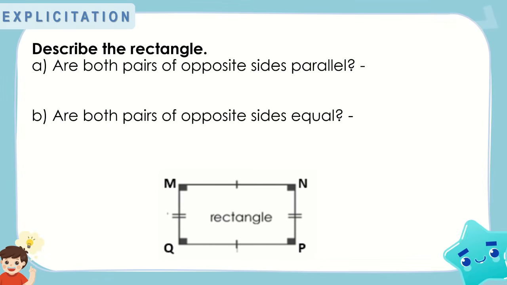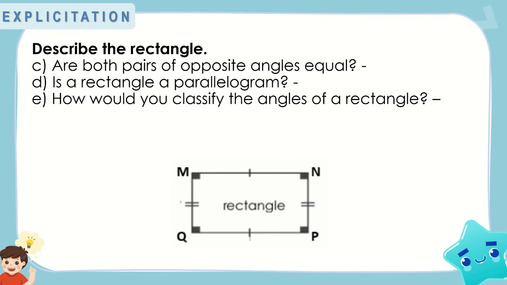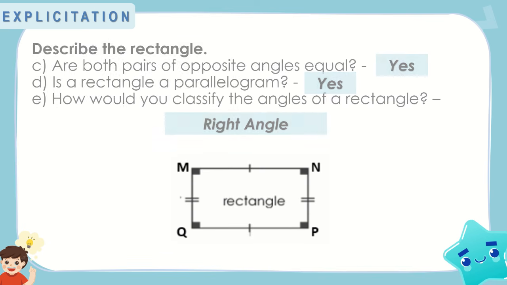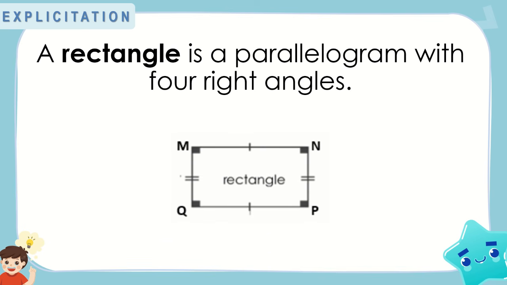Describe the rectangle. Are both pairs of opposite sides parallel? Yes. Are both pairs of opposite sides equal? Yes. Are both pairs of opposite angles equal? Yes. Is a rectangle a parallelogram? Yes. How would you classify the angles of a rectangle? It is a right angle. A rectangle is a parallelogram with four right angles.